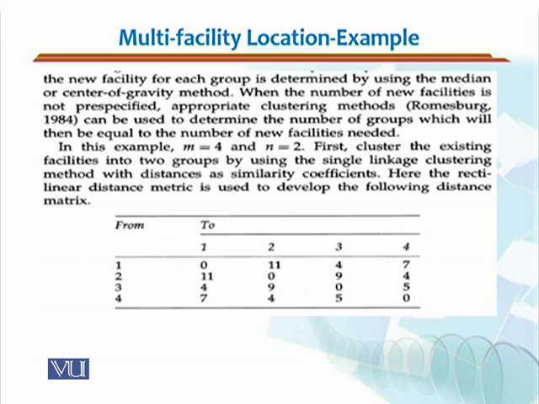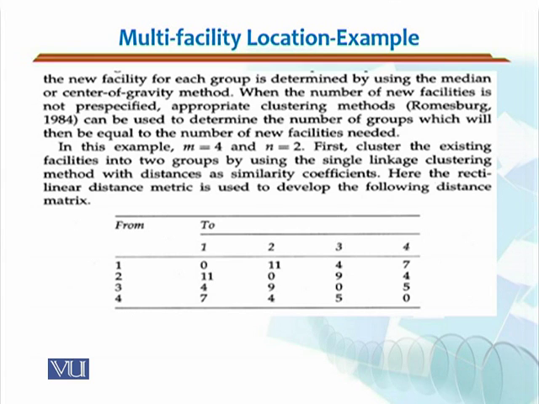So the new facility for each group is determined by using the median or center of gravity method. You know about the center of gravity method from your previous course in transportation and logistics management. When the number of new facilities is not pre-specified, an appropriate clustering method, which is given by Romsberg in 1984, can be used to determine the number of groups, which will then be equal to the number of new facilities needed.